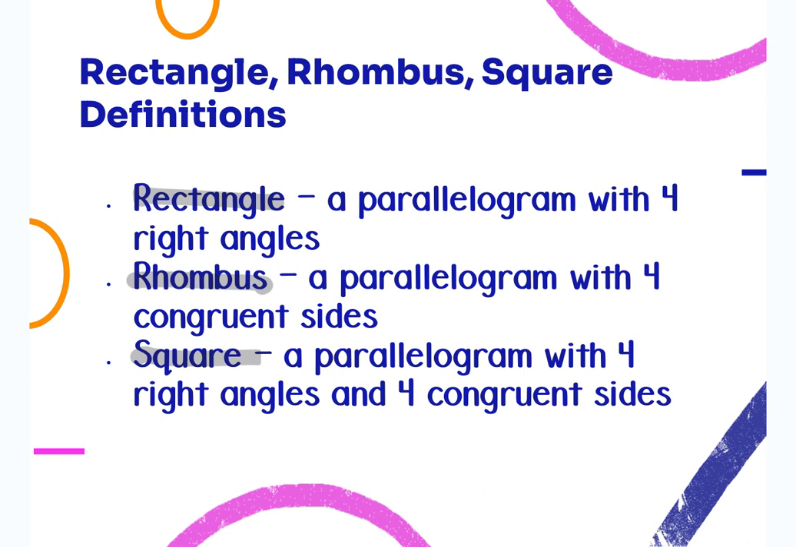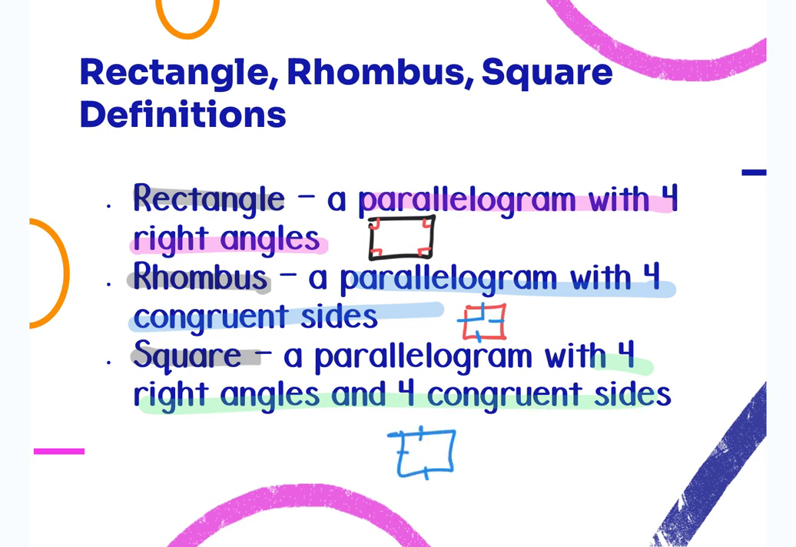A rectangle is specifically a parallelogram with 4 right angles. So in my rectangle, I know by definition 4 right angles. A rhombus is a parallelogram with 4 congruent sides. So in my parallelogram, now 4 congruent sides. That's a rhombus. And a square is like if a rectangle and a rhombus had a baby. It's both. It has 4 right angles and 4 congruent sides. So now you've got the 4 sides and the 4 right angles.